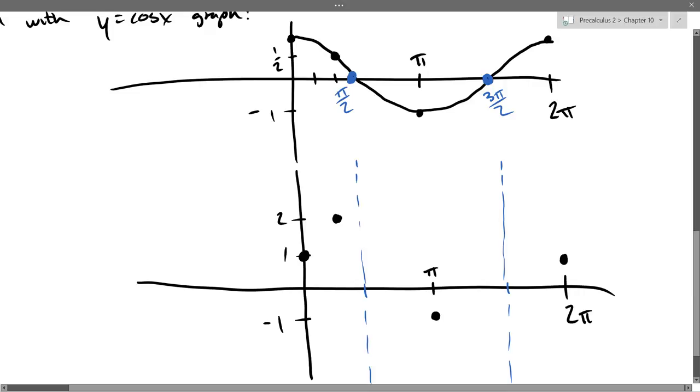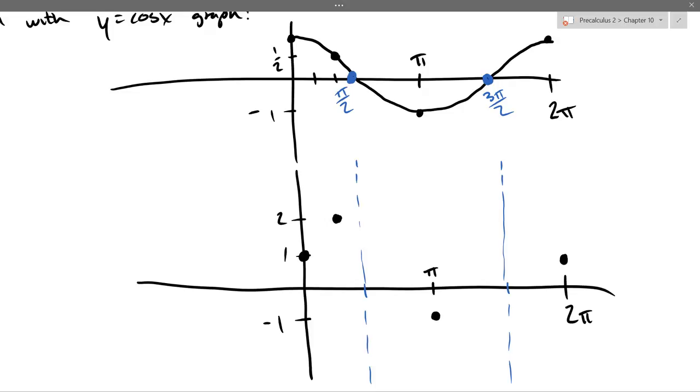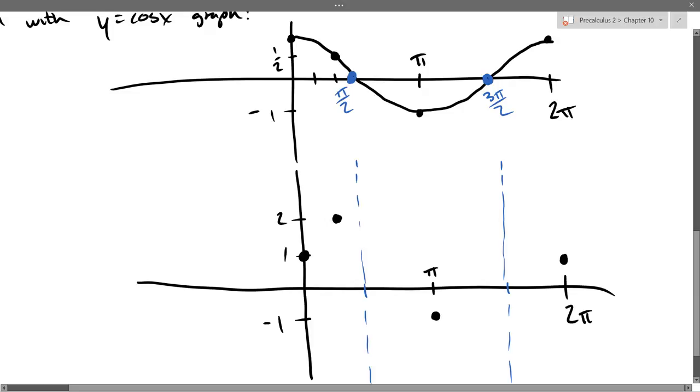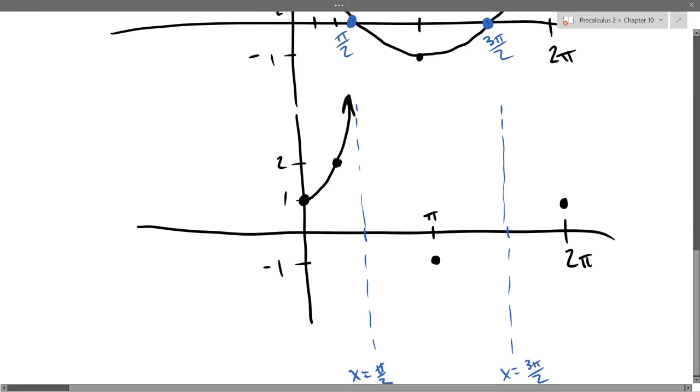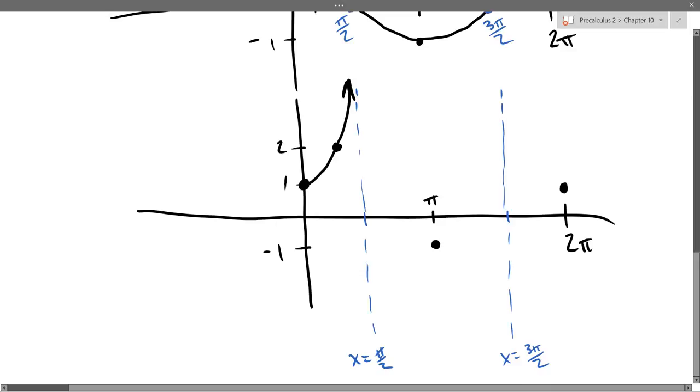So I need to connect these two points together and approach my vertical asymptote. There's really only one way to do it. And it's going to look like that right there. So there is 0 to pi over 2. Any questions on that first part of the graph? We did a quarter of the period so far. So we're about to move into that middle section.